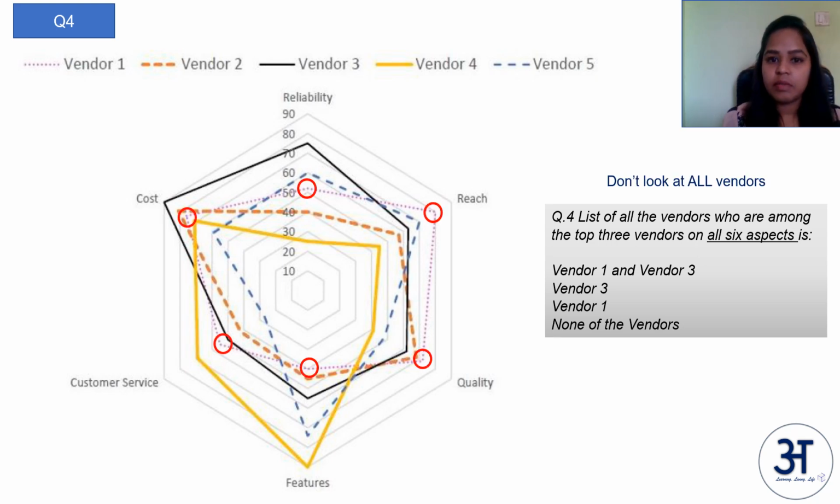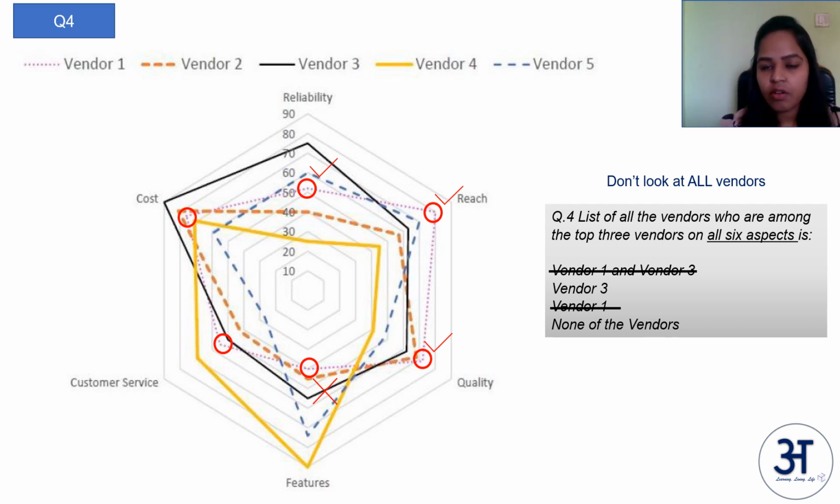Now let me look at vendor 1. Vendor 1 is in the top 3 in how many things? In reliability, yes, it is third. In reach, it is first. In quality, it is first. In features, it is not. So clearly the first option and third option are gone because it is not in the top 3 in all of the 6. Now let's go to vendor 3.